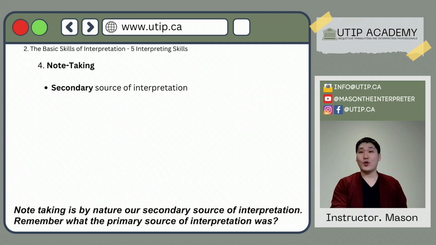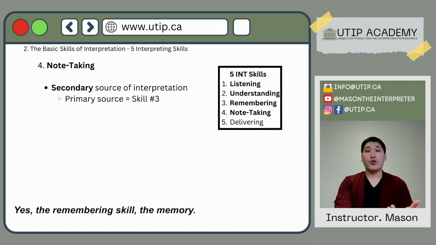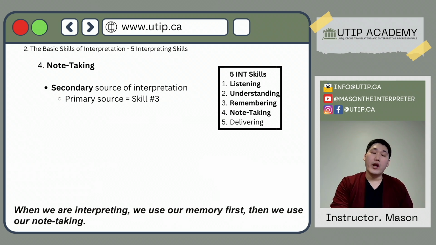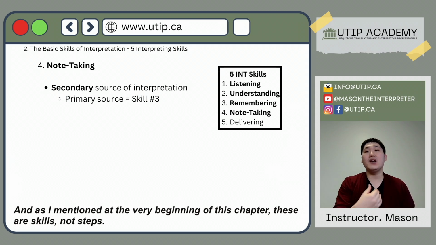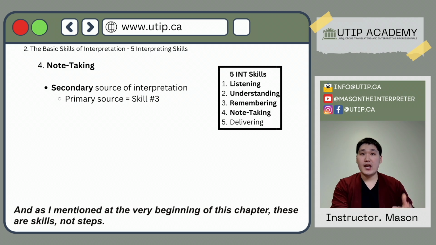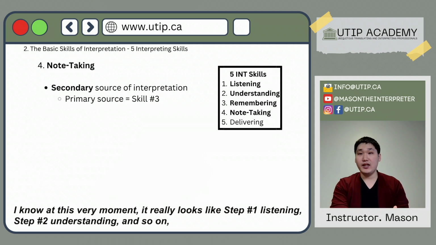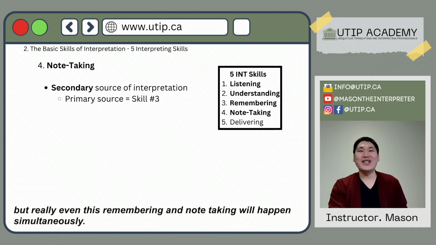Remember what the primary source of interpretation was? Yes, the remembering skill, the memory. When we are interpreting, we use our memory first. Then we use our note-taking. And as I mentioned at the very beginning of this chapter, these are skills, not steps. I know at this very moment, it really looks like a step number 1, listening. Step number 2, understanding. So on, right? But really, even this remembering and note-taking will happen simultaneously.